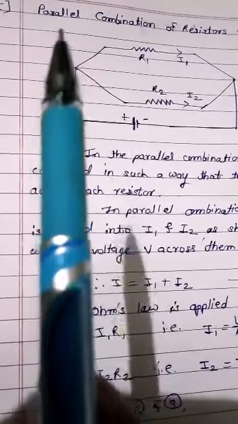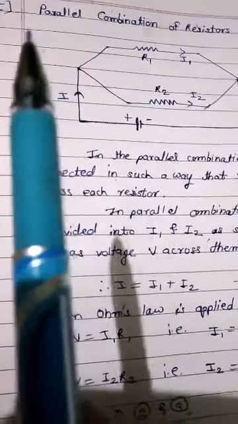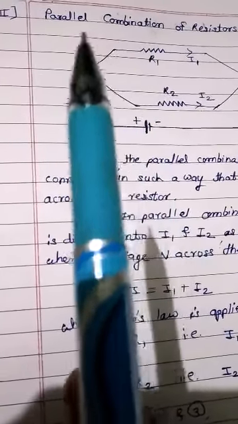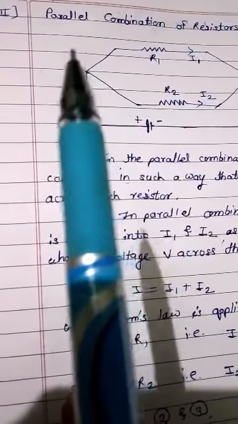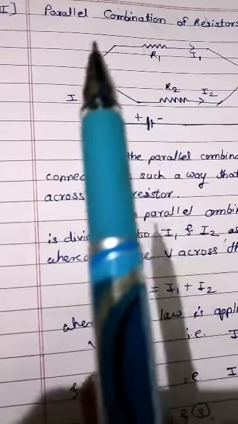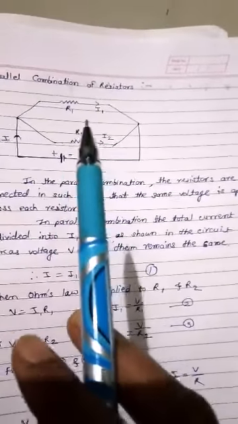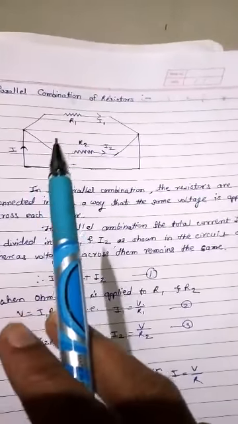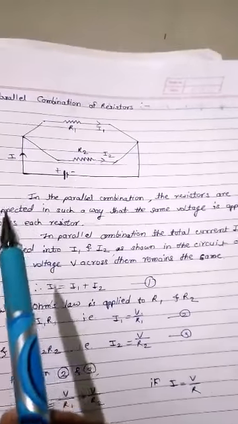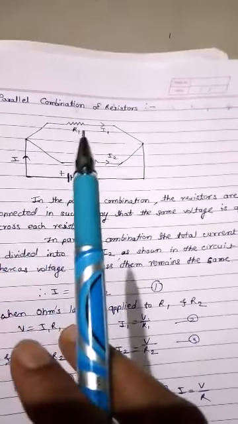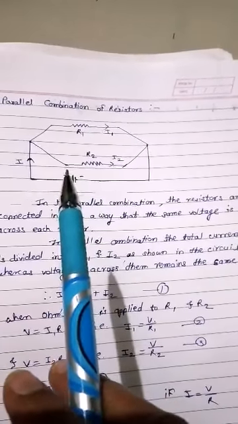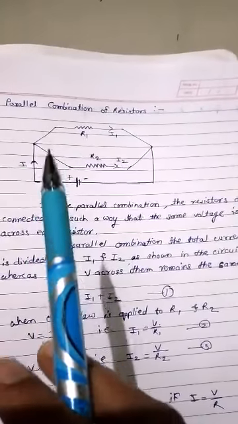Now next point is parallel combination of resistors. Already we learned series combination of resistance, where two resistors are in series combination. Now a parallel combination. So now what is the parallel? Parallel combination means the resistors are connected in such a way that the same voltage is applied across each resistance. Means here voltage is same but current is divided.